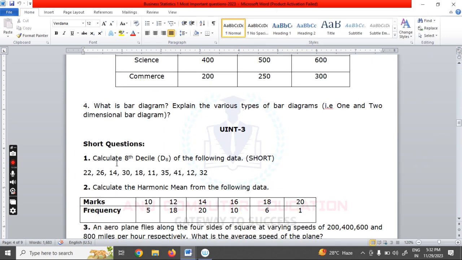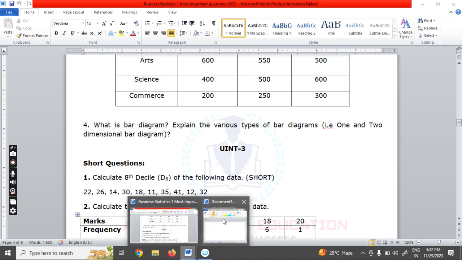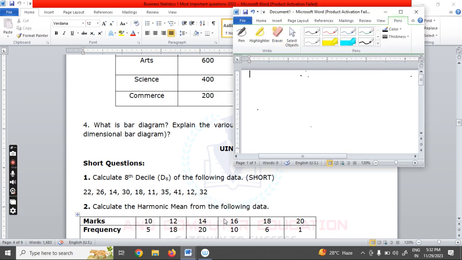Okay, and the next very important question is deciles. So what is the meaning of deciles? Same thing, first we have to arrange the data in ascending or descending order. Suppose we arrange the data in ascending order, after that we count the number of observations. Suppose you are getting 10 values here, so n is nothing but 10. And it is asking for the 8th decile.